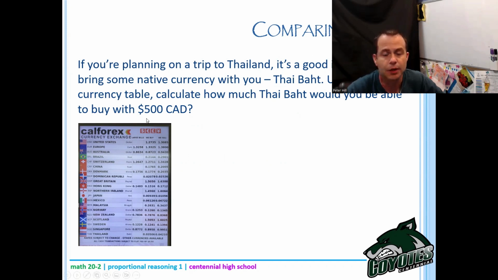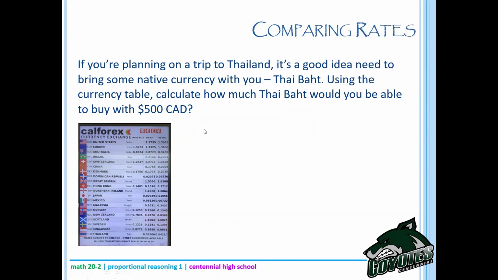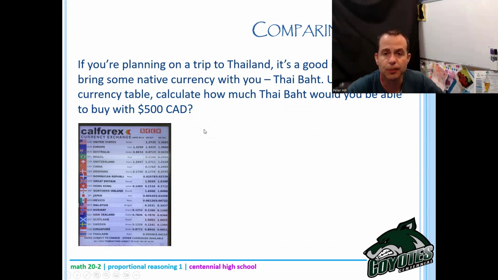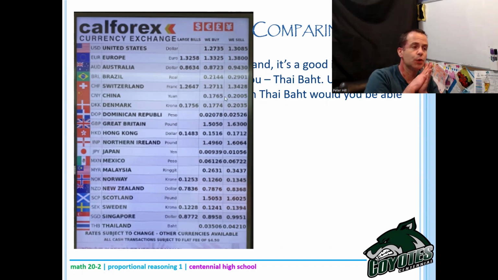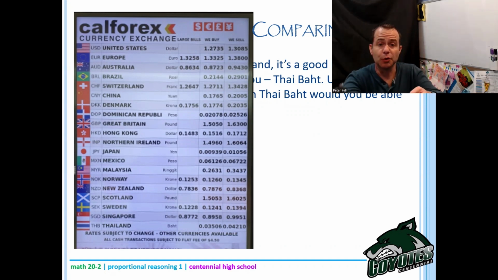Now I have a little picture of an exchange here. I'm just going to hide my face so you can see the question there. But now what we're going to do is blow that up so we can see it a little bit easier. What I want you to notice is there's two columns here. There's the we buy and there's the we sell. We buy is what a bank would use when you have Thai baht and you want to go back to Canadian money.